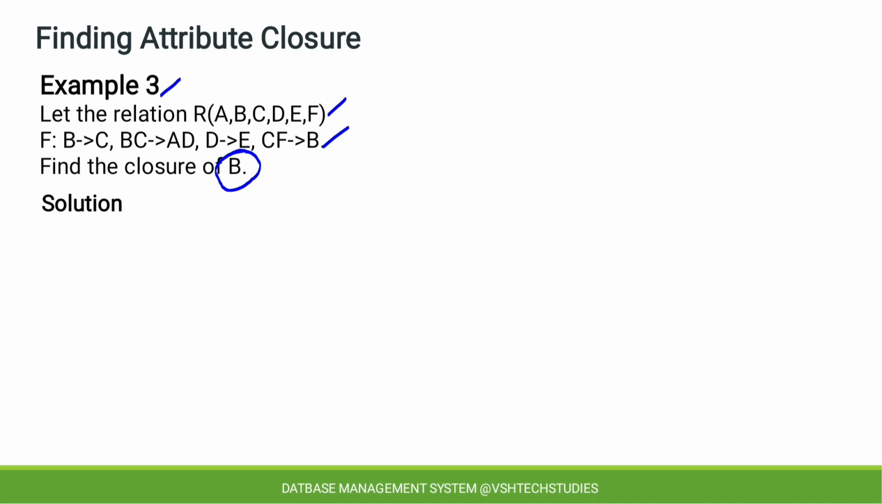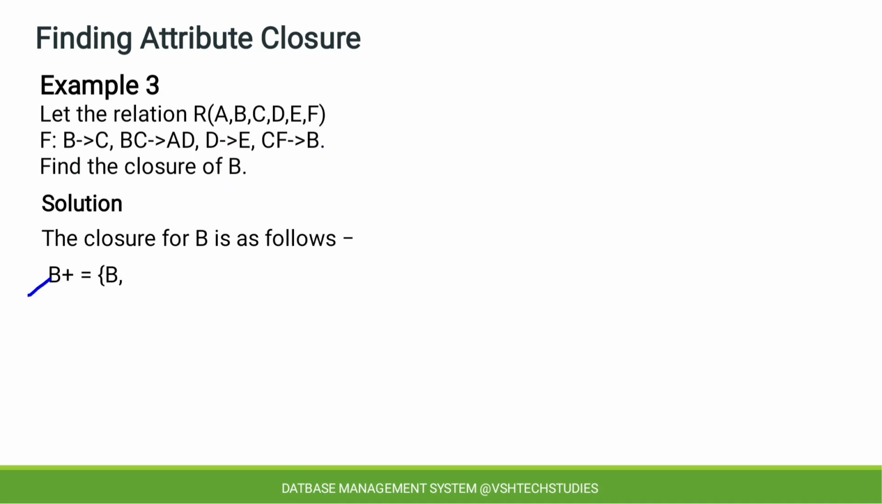The solution is, the given attribute is added to the result set. It indicates that any attribute can determine itself first. Next, if you observe the functional dependency set here, B determines C. Hence here we have to add C to the result set. Next, if you observe the functional dependency set here, BC determines AD. So in the result set we have BC, hence AD must be added to the result set. So AD are added to the result set.